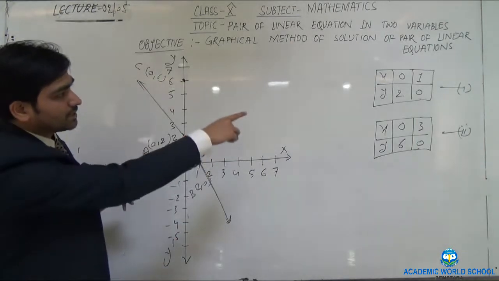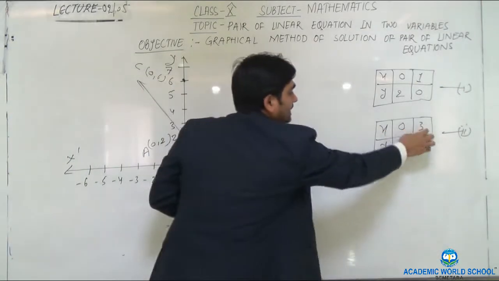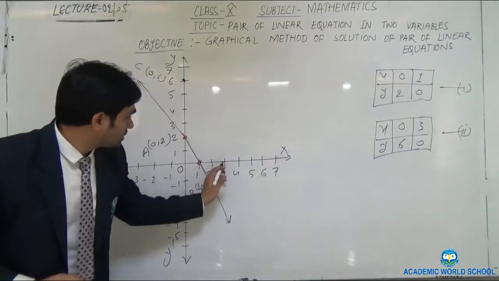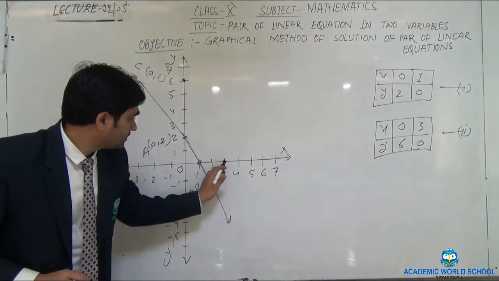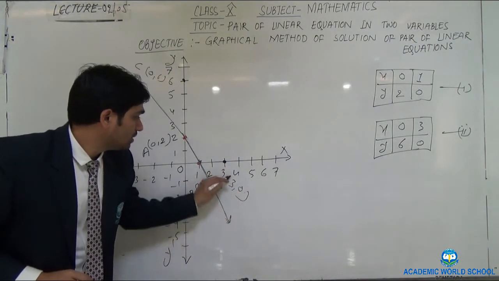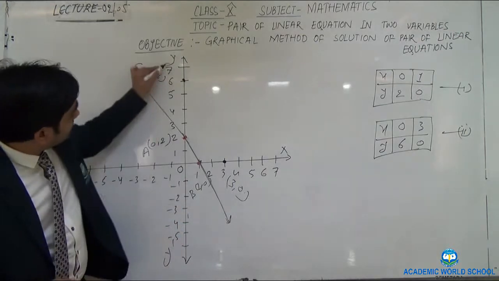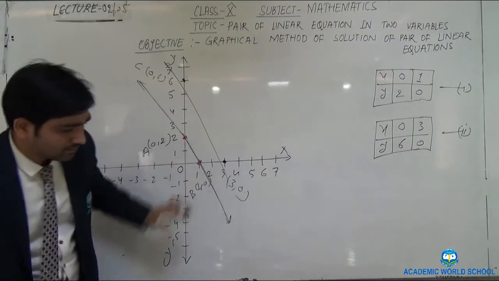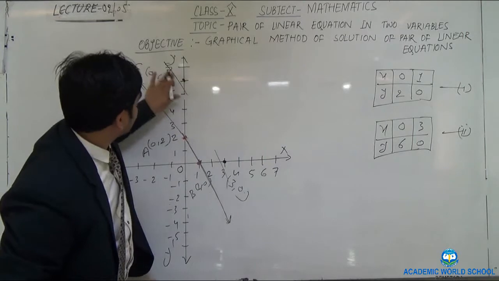and the second is (3, 0). So x equals 3 and y equals 0. So again, by joining both points, you draw a line.